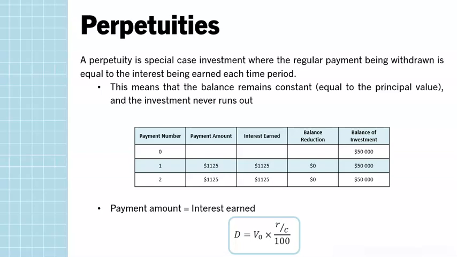If we look at this amortization table here, we can see the payment amount and the interest earned are equal to each other, which gives us a balance reduction of 0 each time period. That means our balance will remain constant at that initial investment amount. Here it's not so much about using amortization tables or finance solver, but just knowing that that is part of the definition of a perpetuity.